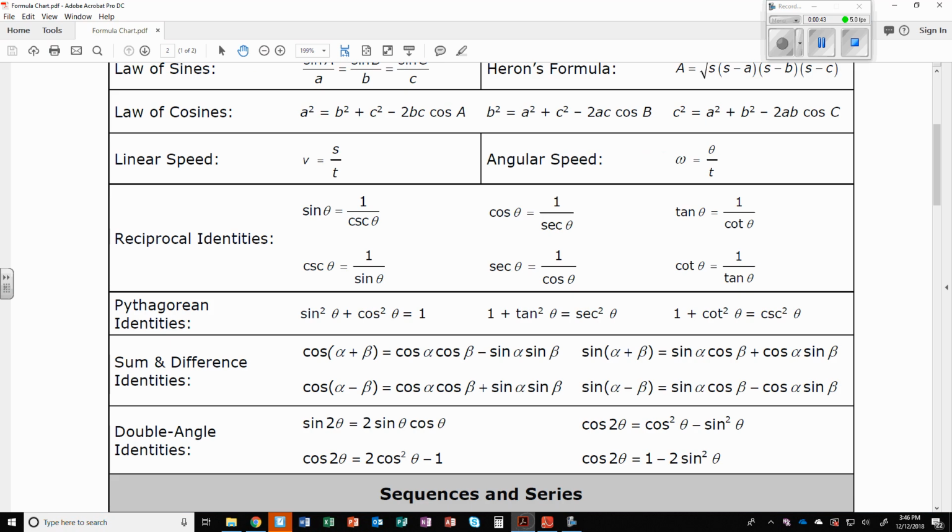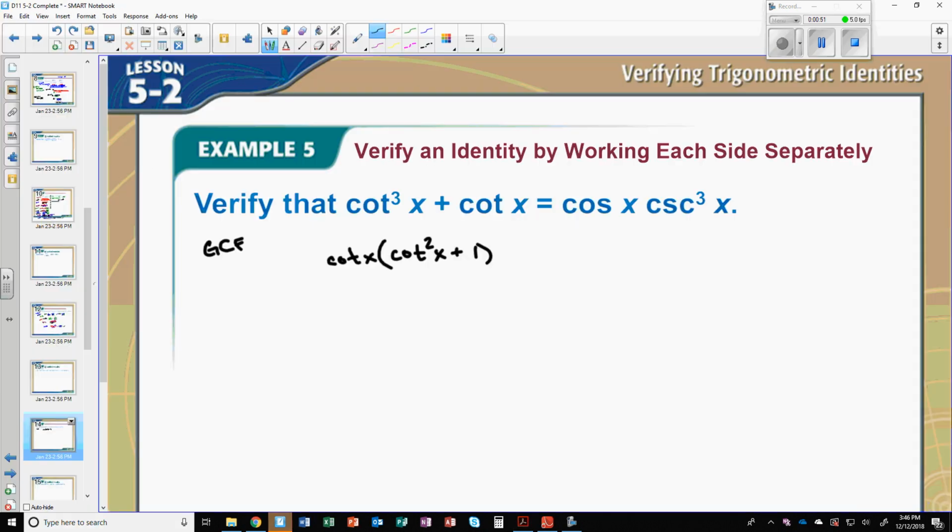So I go to the formula chart, and I look for cotangent, and here it is. It says cotangent squared plus 1 is equal to cosecant squared. So I'm going to go over here next and say, all right, I think I'm going to do Pythagorean. And so this becomes cosecant squared x, while the front stays the same.